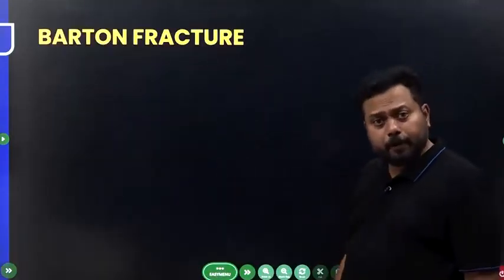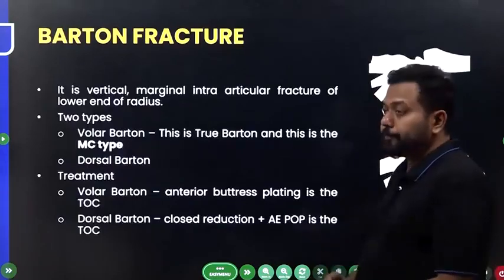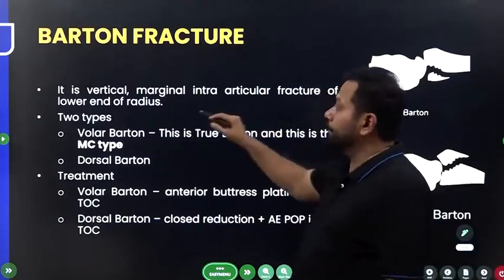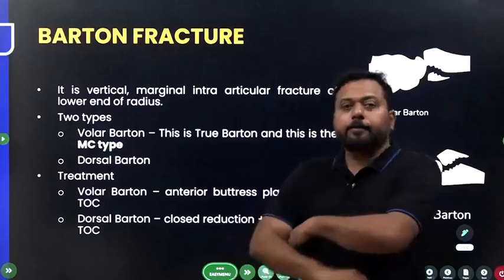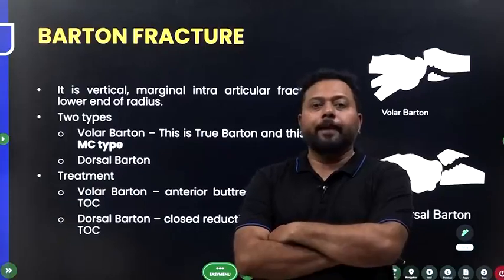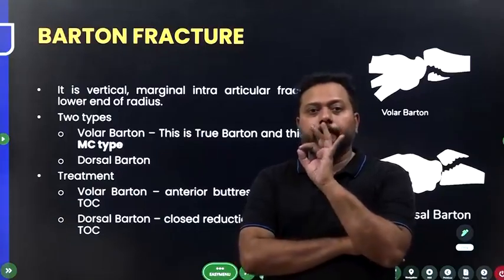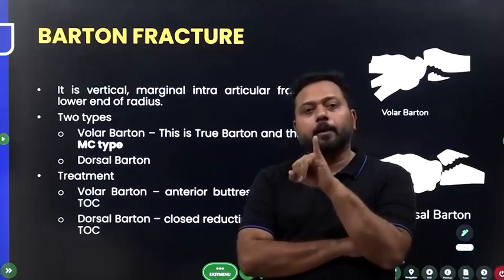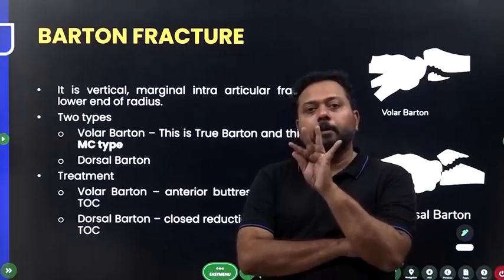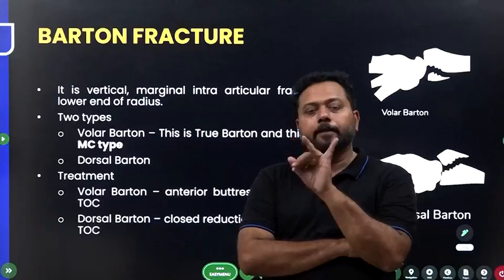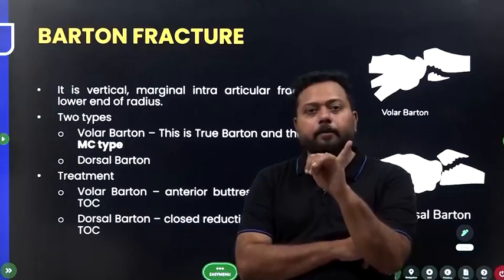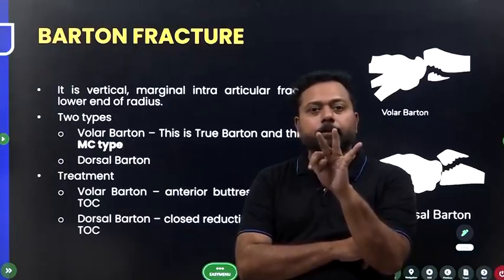Coming to the next fracture, Barton's fracture. Barton's fracture is a vertical, marginal, intra-articular fracture of the lower end of radius. Dear friends, distal radial fractures are divided into 4 main types. In the distalmost portion of radius, 4 fractures are possible. Number 1, radial styloid. Number 2, Barton. Number 3, Colles. Number 4, Smith. We are seeing the second fracture. What are the 4 fractures that can happen in distal radius? Radial styloid, Barton, Colles, Smith.